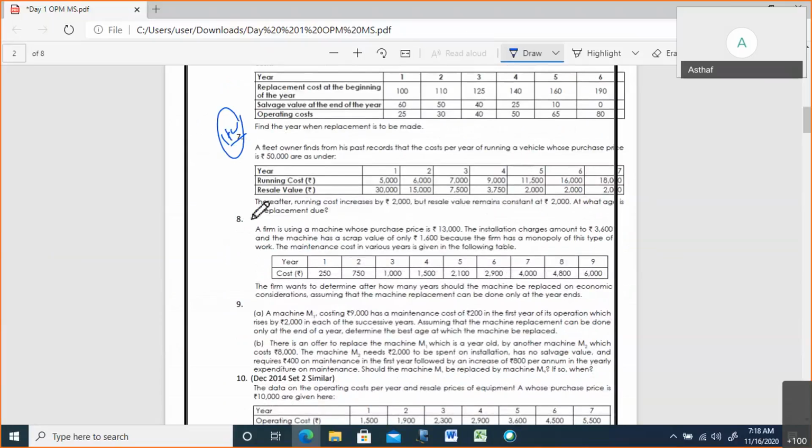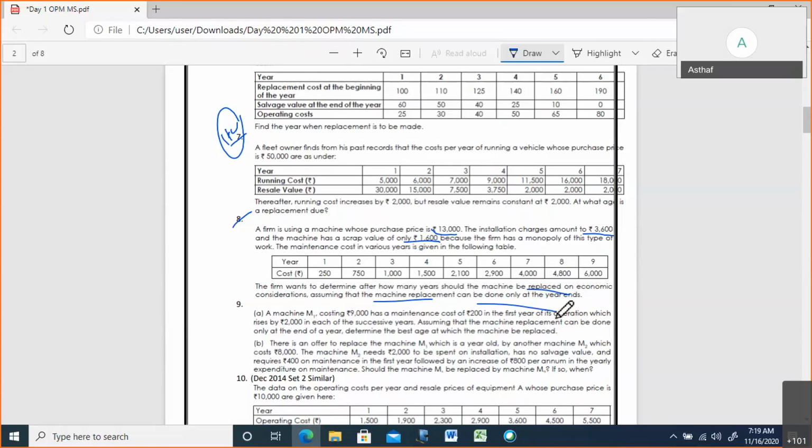Now, we will go with question number 8. A firm is using a machine whose purchase cost is 13,000. Installation charges are 3,600. The machine has a scrap value of only 1,600. The maintenance cost is given up to 9 years. The firm wants to determine after how many years the machine should be replaced on economic consideration, assuming that machine replacement can be done only at a year end.